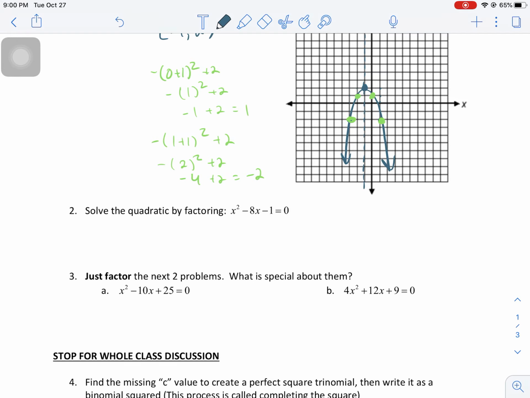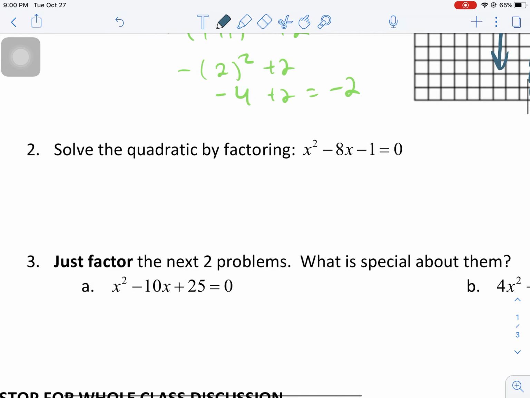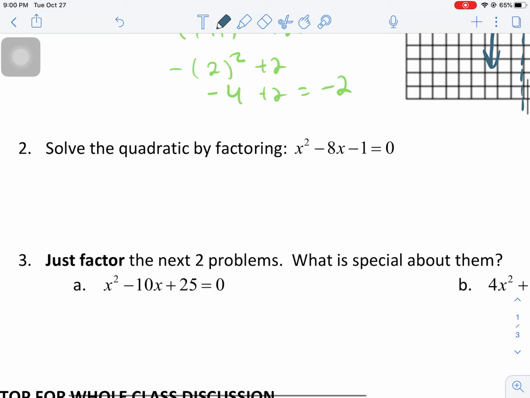Alright, so the next one says solve the quadratic by factoring. Okay, so hopefully you remember how to do this one. So this is x squared, negative 1. Well, actually, the only option here is 1 and 1. We would go positive and negative.